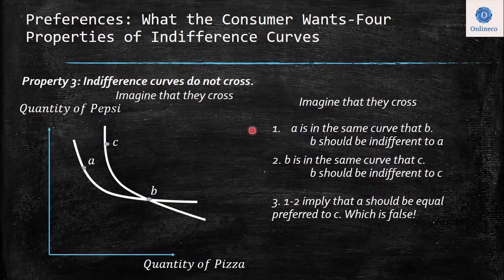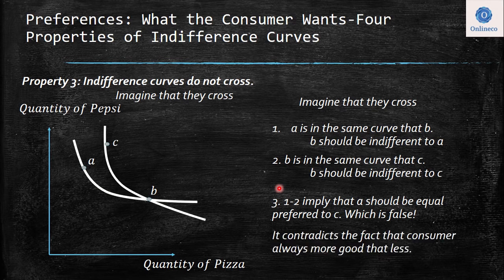If we mix these two situations, it would imply that A should be equally preferred to C, because A is indifferent to B and B is indifferent to C. So A should be indifferent to C as well. But definitely this is false. So we go back to saying that indifference curves don't cross.